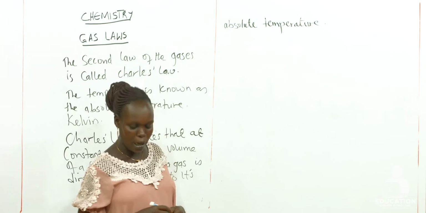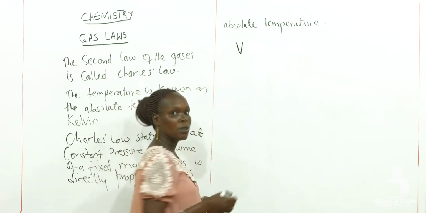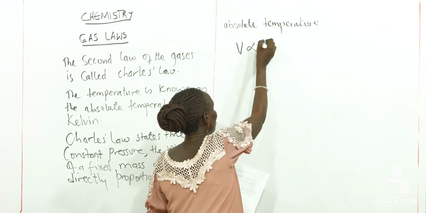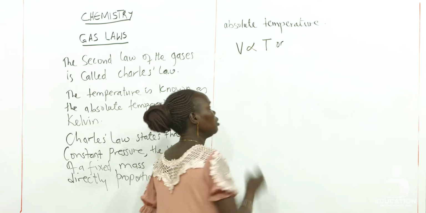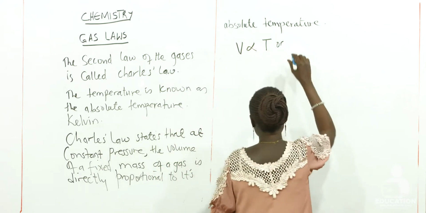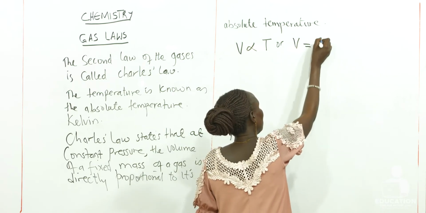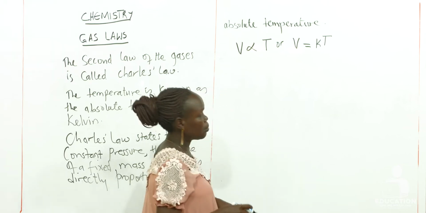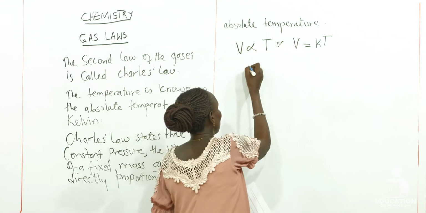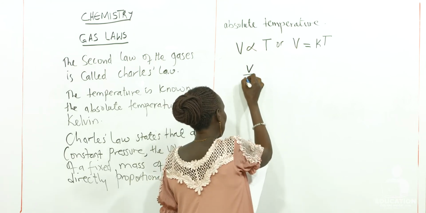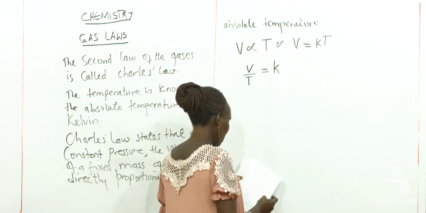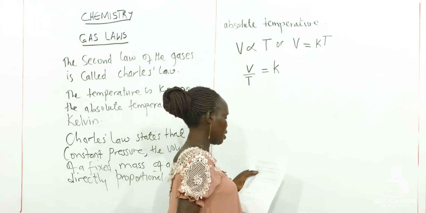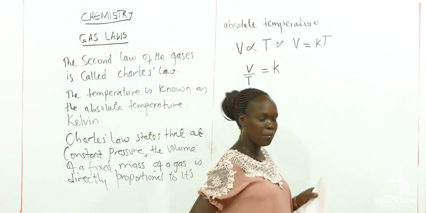So we shall represent this mathematically as the volume is directly proportional to the absolute temperature, or we can introduce the constant, which is K, and we say that V, the volume, will be equal to K times T, and here we can cross multiply and say that the volume over the temperature will be equal to the constant K. So in general, when the volume changes from volume 1 to volume 2 and temperature changes from temperature 1 to temperature 2, the equation becomes V1.